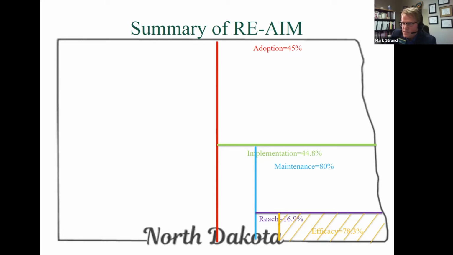So if we can get the patient screening done, 78.3% of them are going to get the appropriate benefit. So then that's the hatched area on the right. So the ultimate population impact of the one program in North Dakota is depicted by the hashed box area in the lower right.